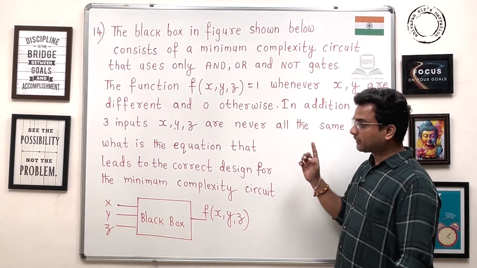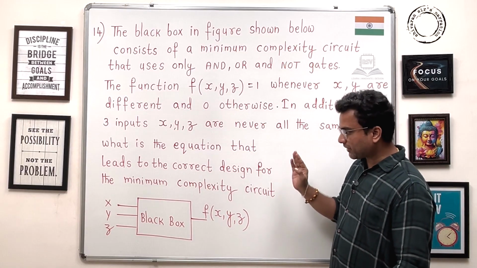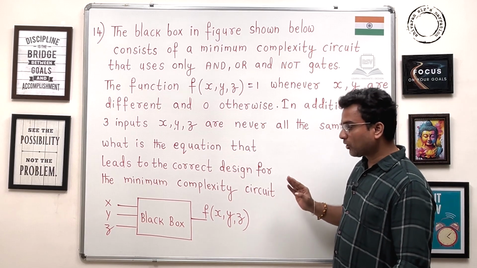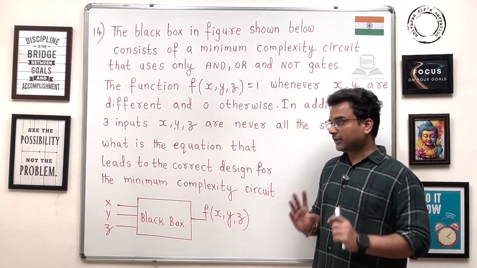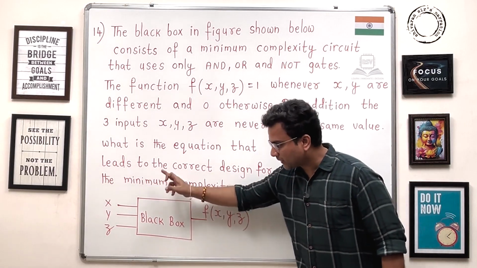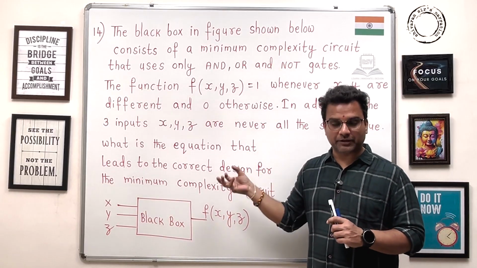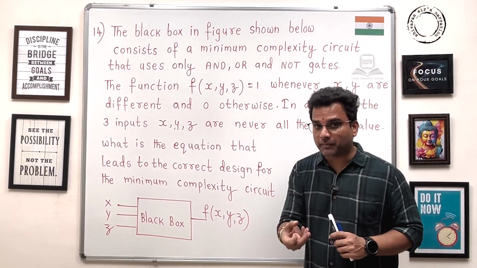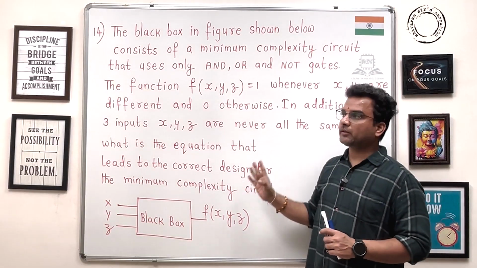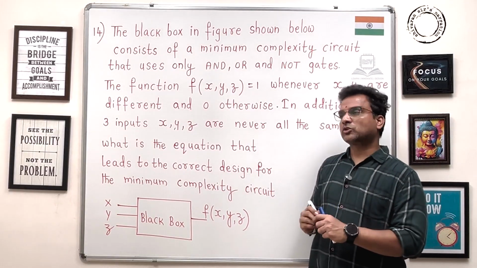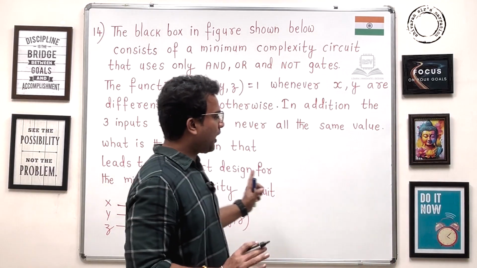In addition, the 3 inputs x, y, z are never all the same values. What is the equation that leads to the correct design for the minimum complexity circuit? It is a design with 3 inputs. As per the design requirement, you need to determine the truth table. This is a crucial step in the question. Remember everybody, as per the requirement, if you determine the truth table, how does it look?